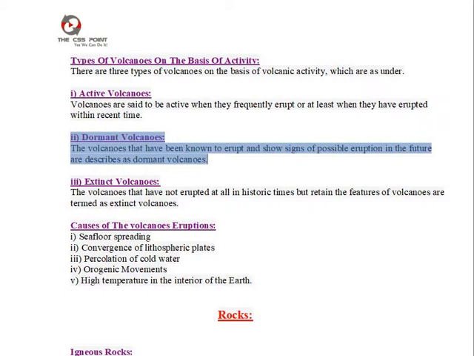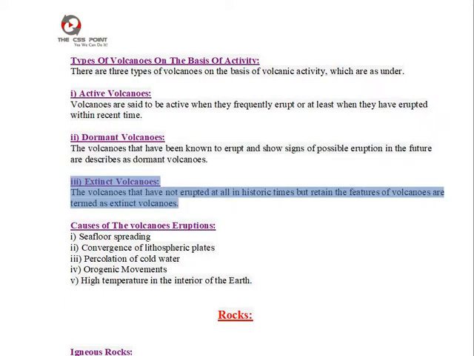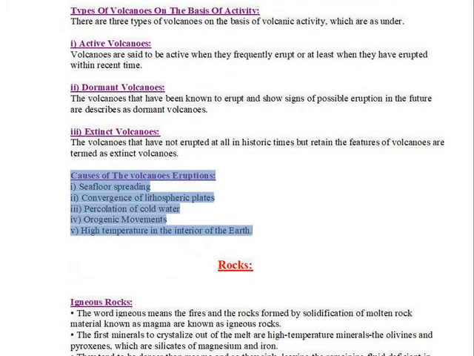The volcanoes that have been known to erupt and show signs of possible eruption in the future are described as dormant volcanoes. 3. Extinct volcanoes. The volcanoes that have not erupted at all in historic times but retain the features of volcanoes are termed as extinct volcanoes.